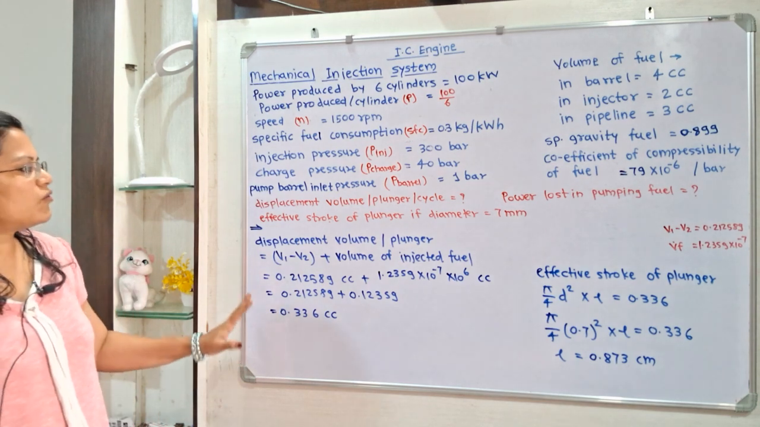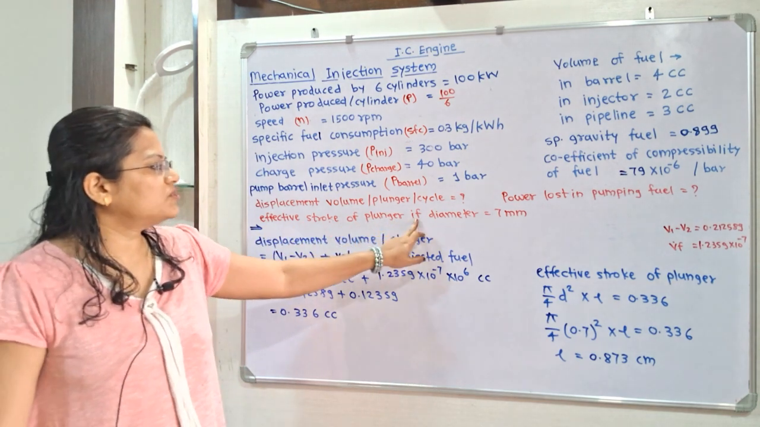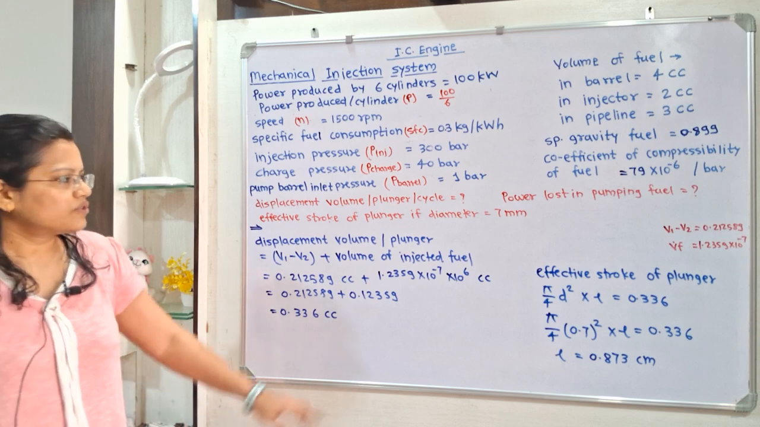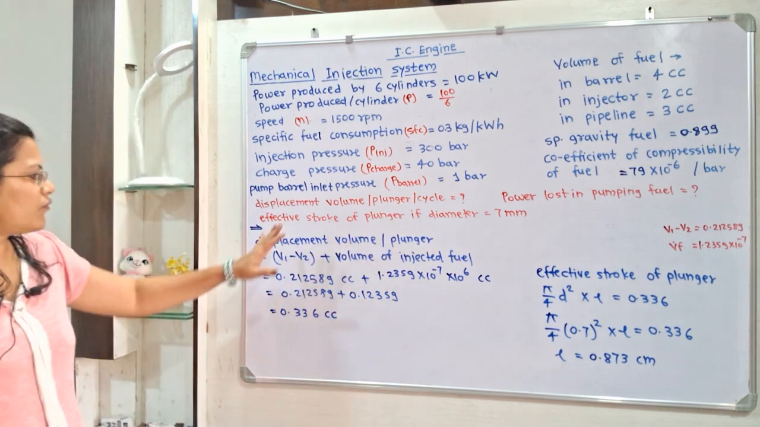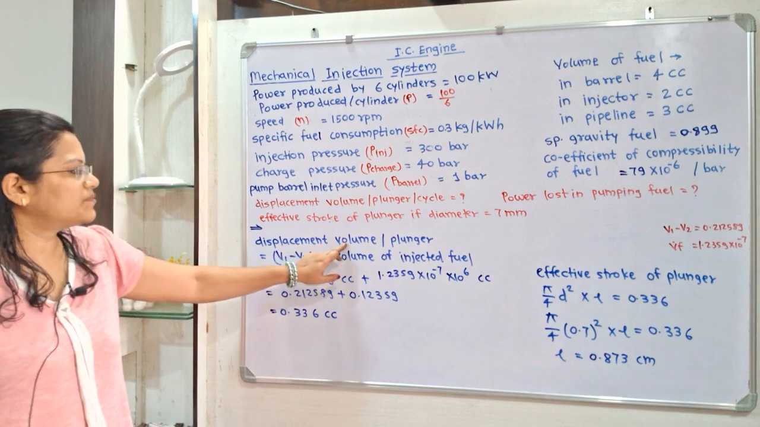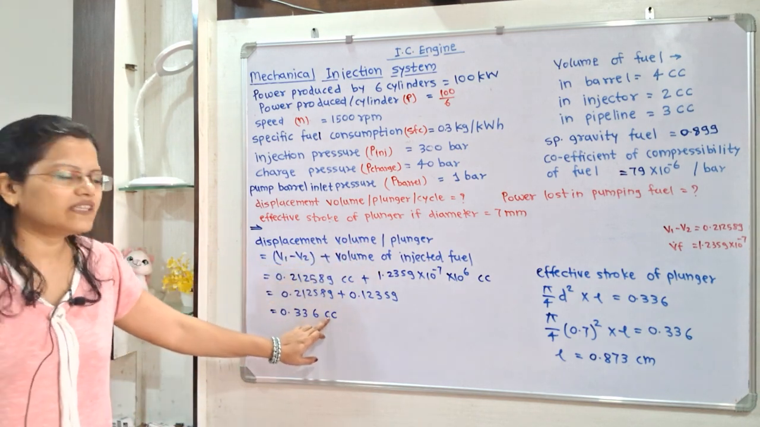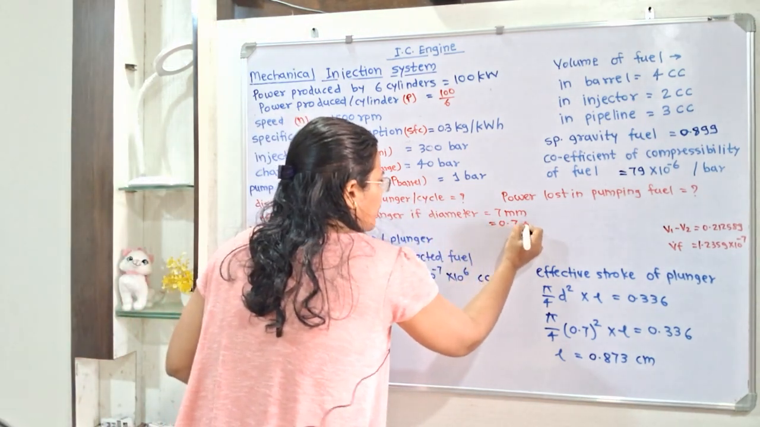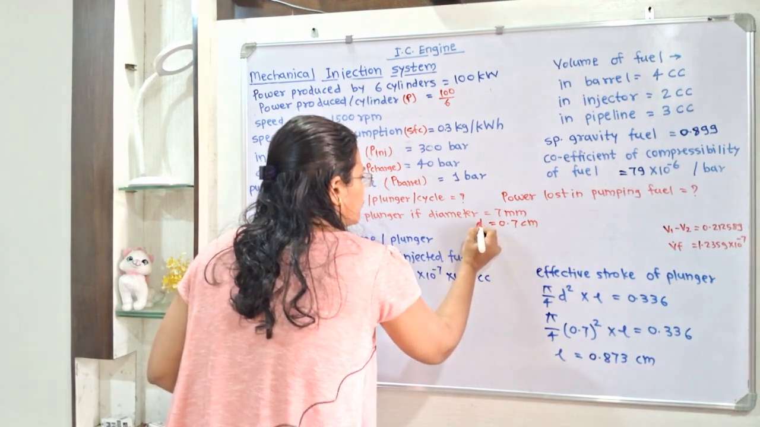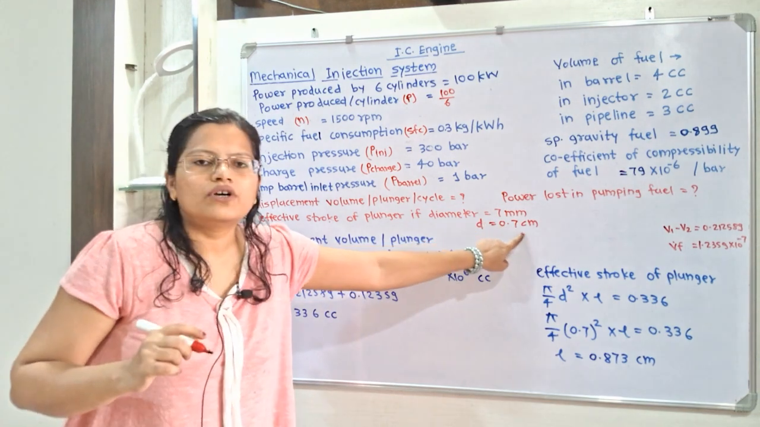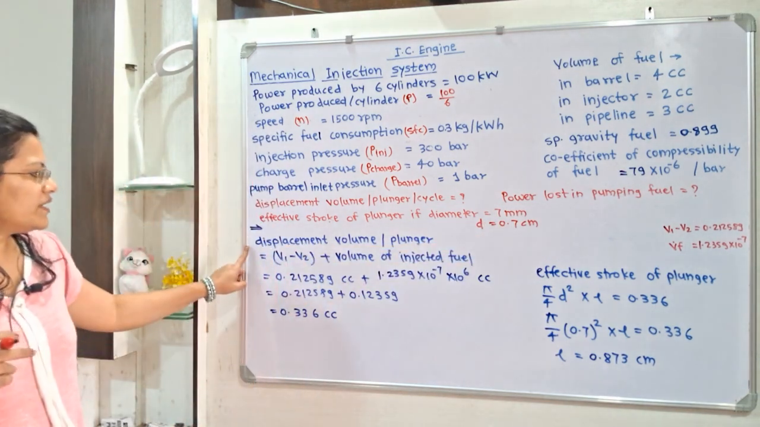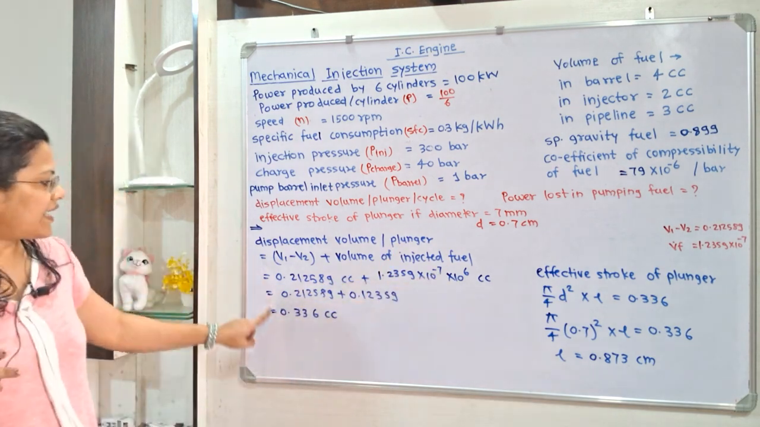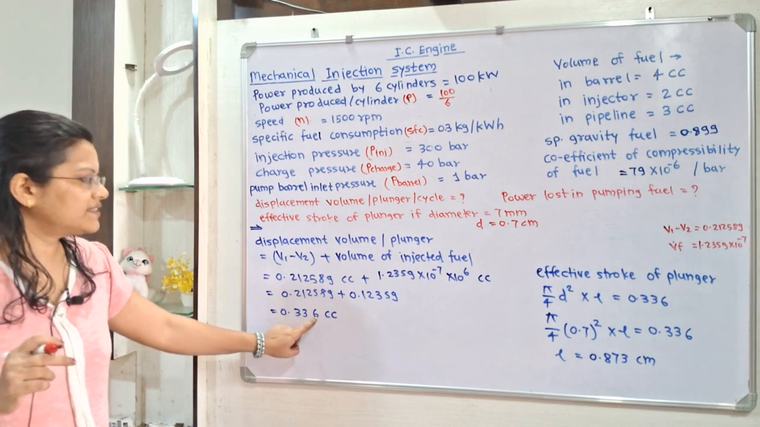Now we have to calculate the effective stroke of the plunger if the diameter is equal to 7 millimeter. So how to calculate the effective stroke? For that we have to consider the displacement volume, which is given in centimeter cube. So 7 millimeter is equal to 0.7 centimeter. So we have to use the value of D equal to 0.7. The formula is pi by 4 D square L, that is equal to 0.336.